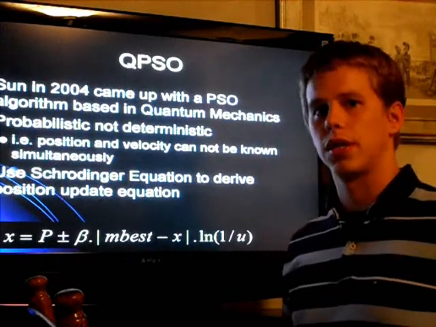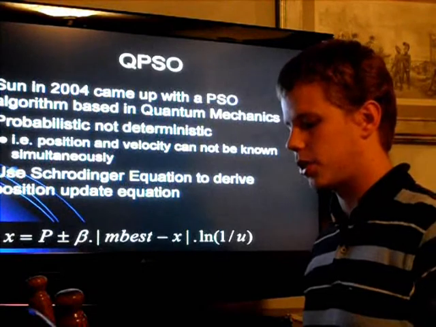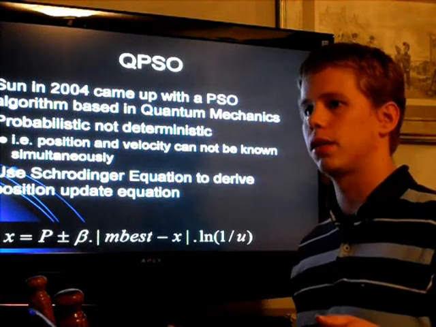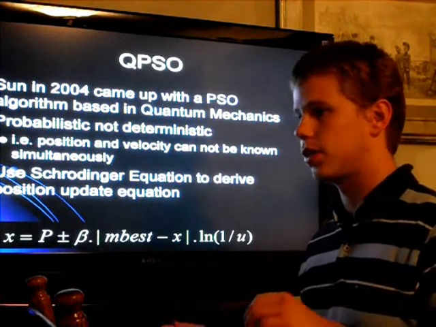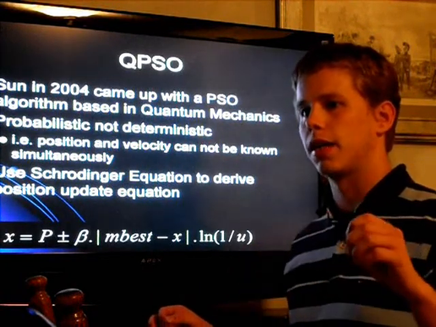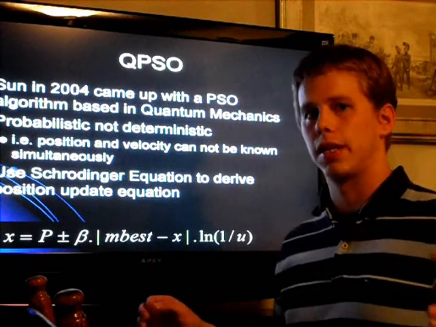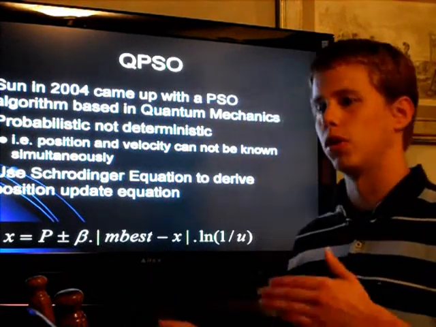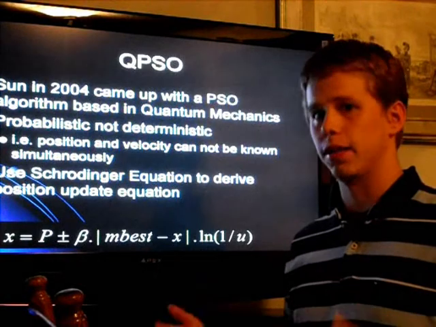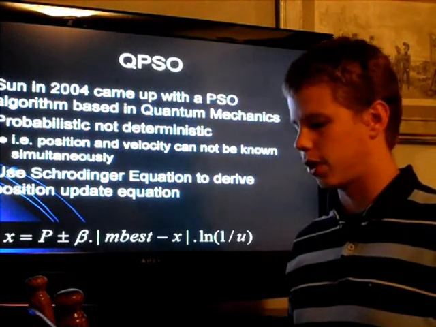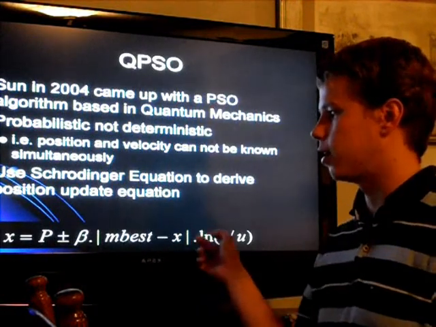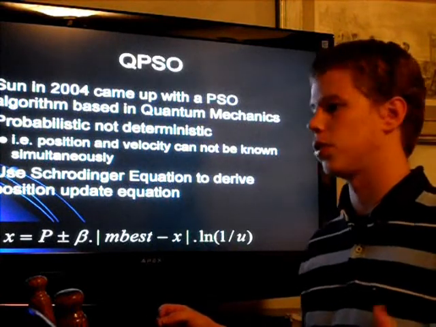Now QPSO, which stands for Quantum Particle Swarm Optimization, was created by Sun in 2004, and it's based in quantum mechanics. It's probabilistic instead of deterministic, which means that the position and velocity cannot be known simultaneously. So there's no velocity equations in the QPSO. There's only a position update equation. And this is derived from the Schrodinger equation, which governs quantum mechanics.